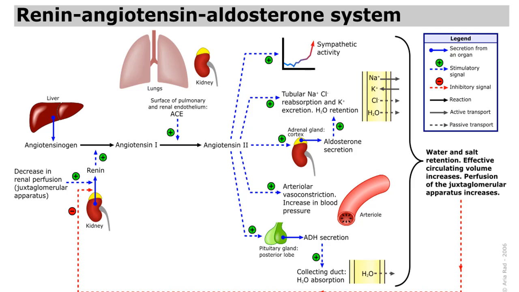Here you can see the renin-angiotensin-aldosterone system. Please pay attention to this. Well, let's start from the left side of this slide. At first, a decrease in renal perfusion activates the juxtaglomerular apparatus and they can produce renin. Renin is released into the blood and circulates, and renin can convert angiotensinogen, which is produced by the liver, to angiotensin 1. Angiotensin 1 is an inactive form.